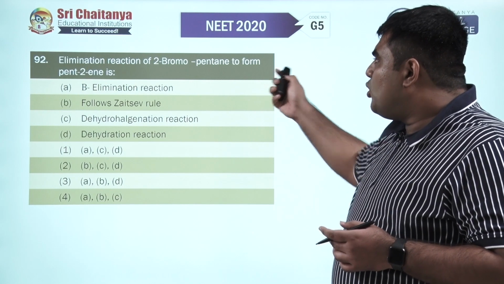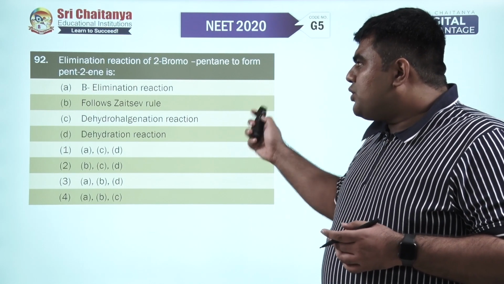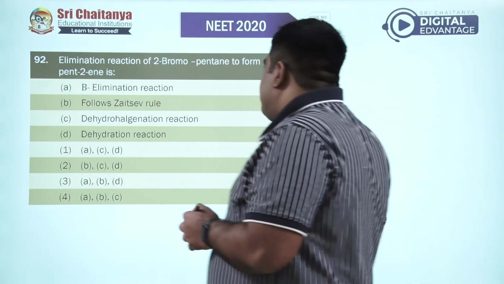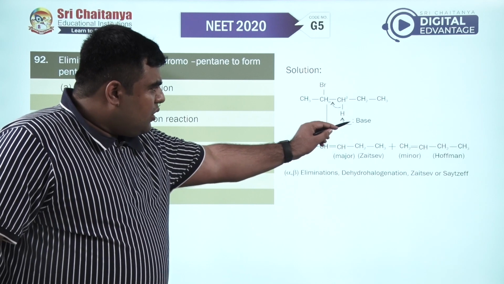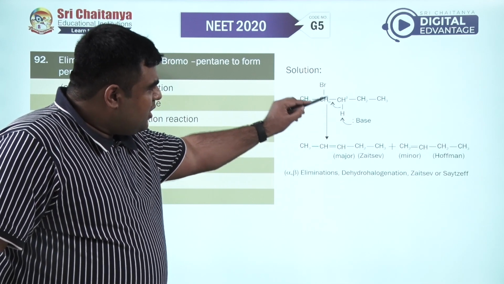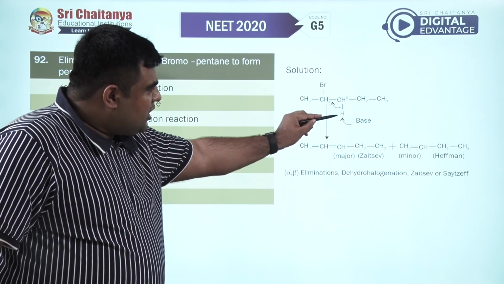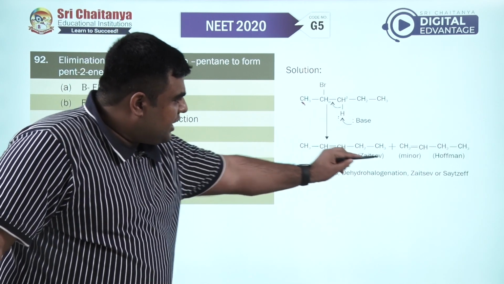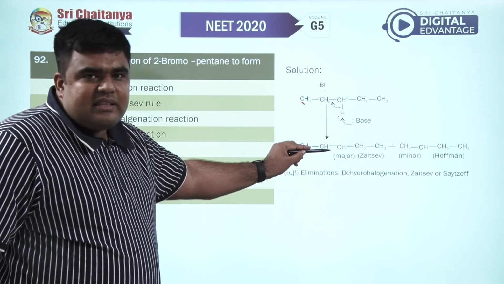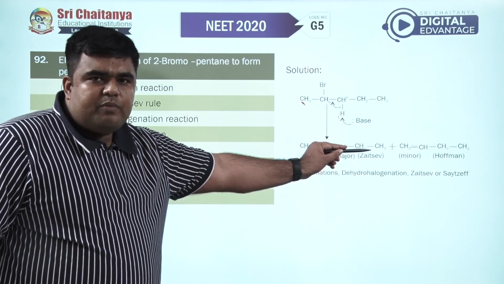Elimination reaction of 2-bromopentane to form pent-2-ene. So let's see what the elimination reaction is. We have 2-bromopentane. When we take a base, we get alpha beta elimination. It can remove hydrogen from here, we get the major product. It can remove hydrogen from here, we get the minor product.